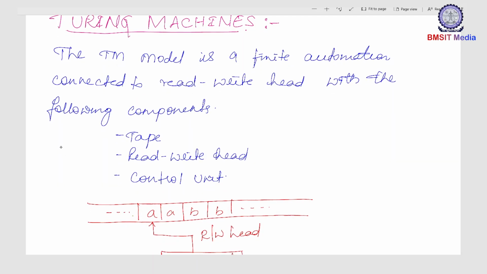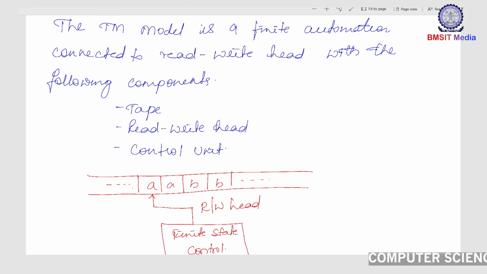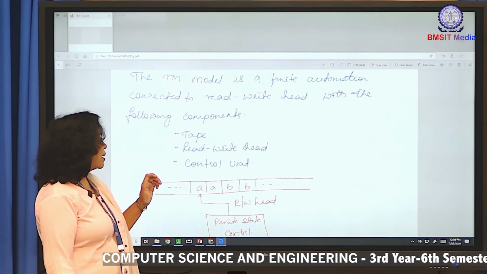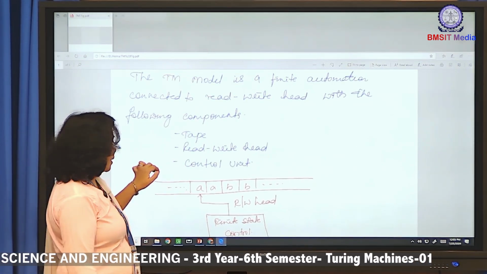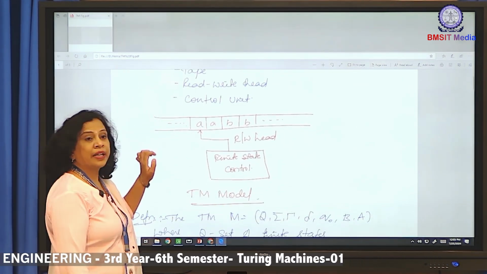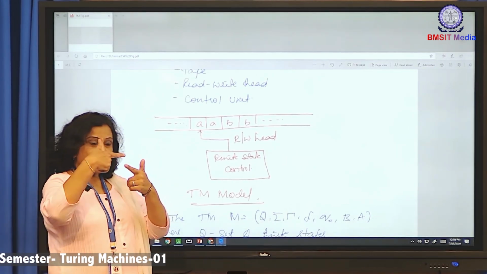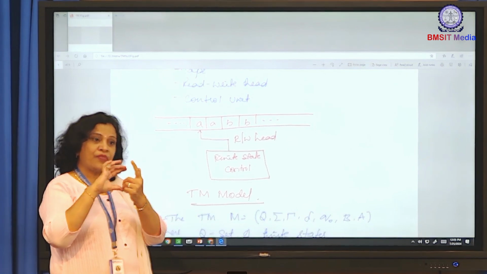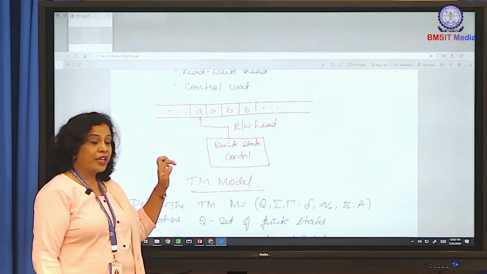The Turing machine model is a finite automaton connected to a read-write head with the following components. It has three components: a tape, a read-write head, and a control unit. If you remember the tape recorder tape, you have an audio tape, right? So that is the tape, and you will have a read-write head, then you will have a finite state control. That you can just think of it.